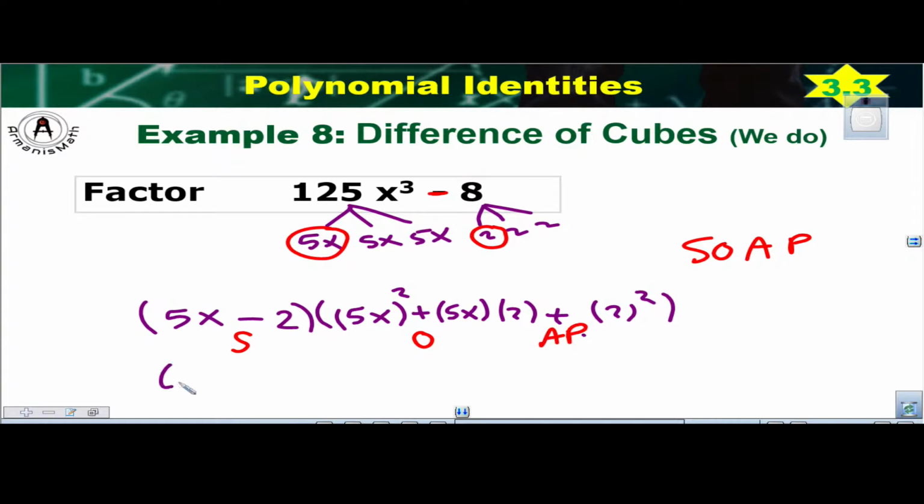And this is just for me to make it look a little bit nicer, because that's my habit, make things look nicer. So this is 25x squared plus 10x plus 4. Fortunately, with this one we don't have to put in standard form because it's already in standard form. So that's how we do difference of cubes. Remember, the difference means subtraction. You're subtracting a cube from another cube, and that's the shortcut for that one.